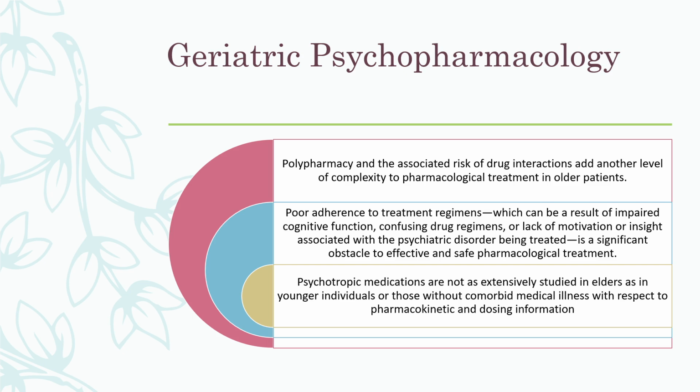pharmacological treatment. Psychotropic medications are also not as extensively studied in elders as in younger individuals without comorbid medical illnesses. So without enough studies or research on what we think is going to happen, we do these clinical trials where most of these individuals are without comorbid medical illnesses, or as many, right, and maybe a younger body. And so what we think are the normal side effects of medications may not always be exact for this age population.